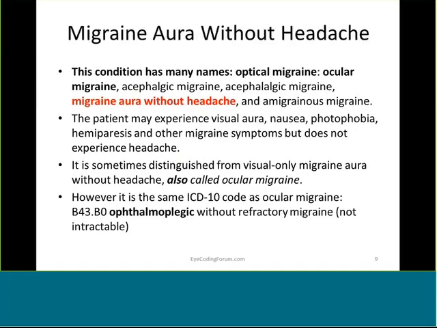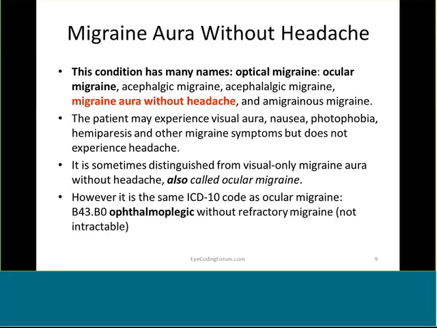Now, a lot of people use this term, migraine aura without headache. Now, when you research this, you'll find that a lot of people have a lot of names associated with this. They'll call it an optical migraine. They'll call it an ocular migraine. They'll call it a cephalgic migraine, encephalgic migraine, migraine aura without headache, and migrainosis migraine. So there's like 7 or 8 different names for this one condition. They're not all the same.